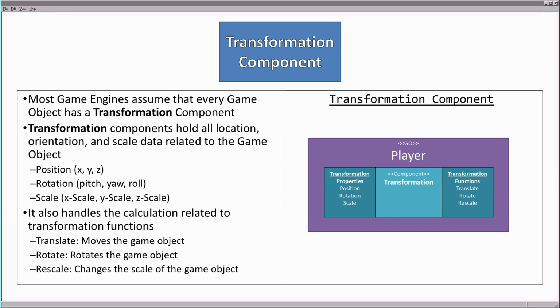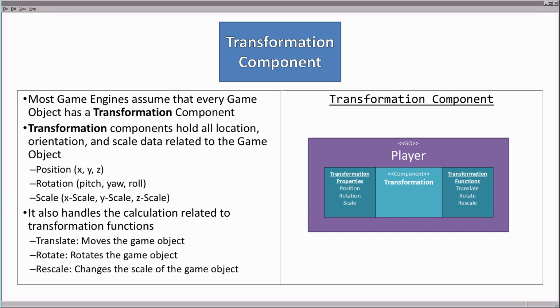This leads us to a few more considerations to be aware of regarding the structure of game code. Most game engines assume that every game object has a transformation component. As mentioned, the transformation component holds all location, orientation, and scale data related to the game object. Position X, Y, and Z. Rotation: pitch, yaw, and roll. Scale: X scale, Y scale, Z scale.